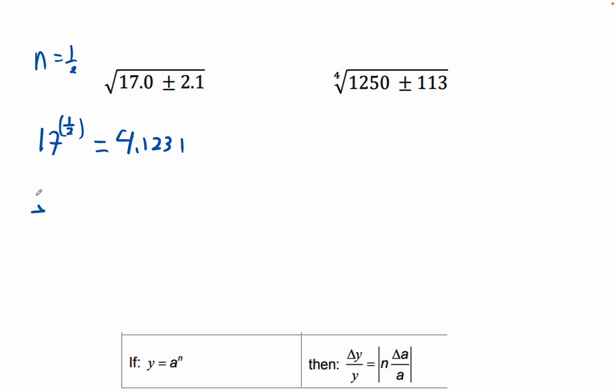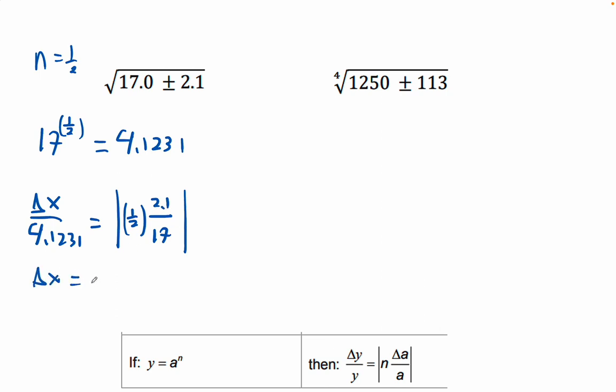Okay, so now I'm going to find the uncertainty of that. It's the same thing. Over 4.1231, that's going to be the absolute value of 1/2 times 2.1 over 17. So this is our n, 1/2, 0.5. So I'm going to go times 0.5 times 2.1 divided by 17. Did I do that right? I did. And I got 0. The uncertainty of this is 0.25466. Those are sixes.